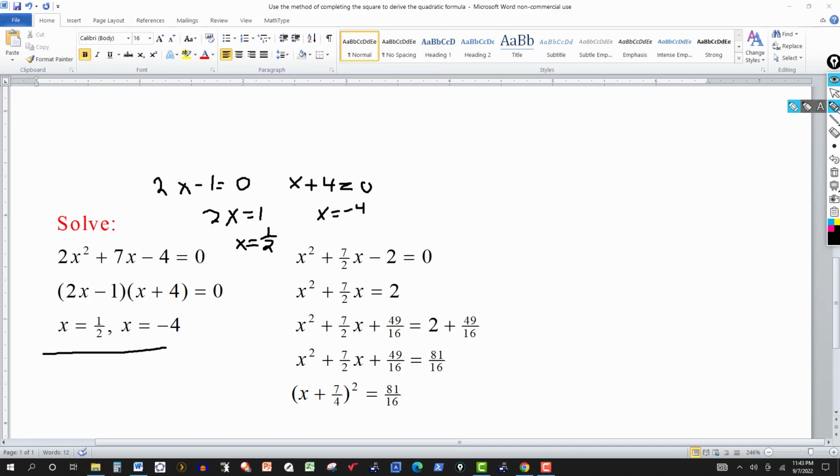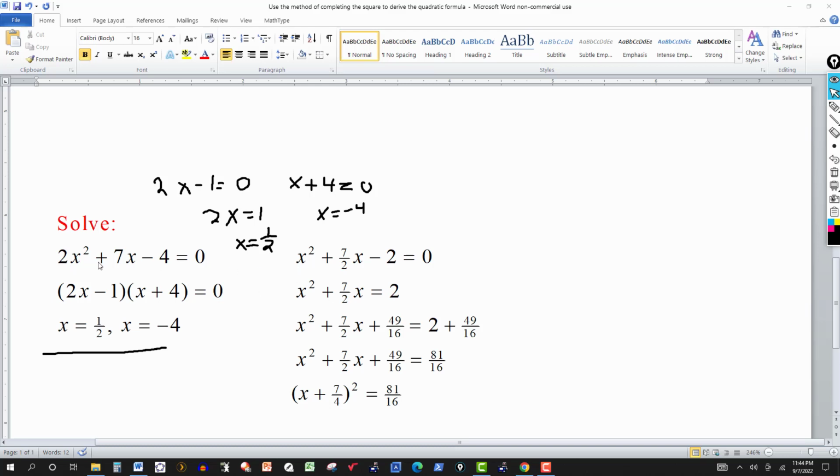Now to use the method of completing the square on this, it's easier to use the method of completing the square if the coefficient of the square term is 1. So usually they'll tell you divide through by 2. So divide everything by whatever the coefficient of the x squared is, if it's not already 1. If it's already 1, you leave it and proceed with the step that I'm going to do next.